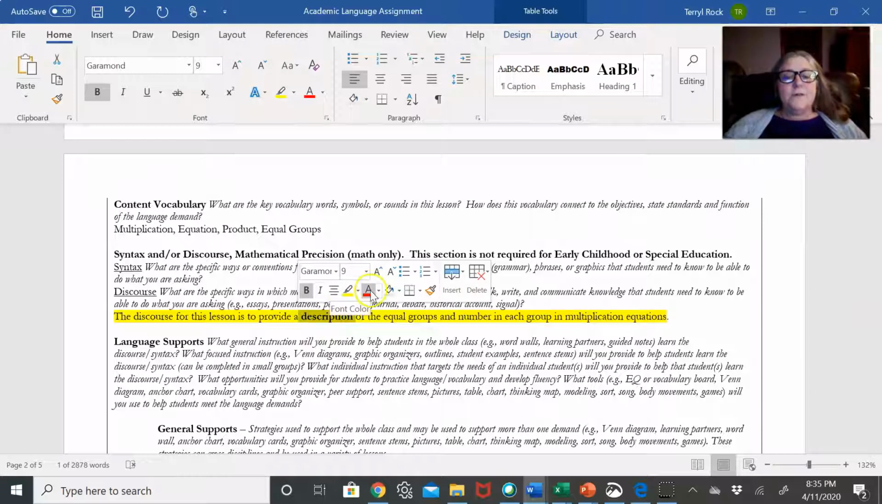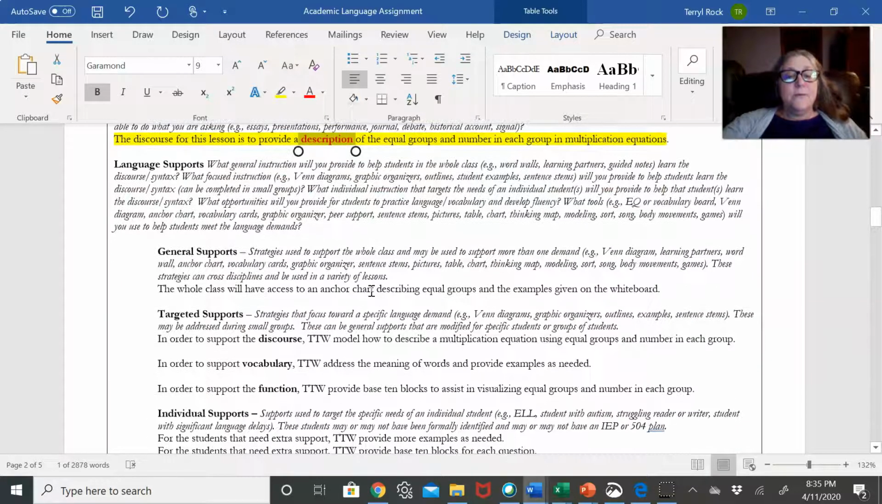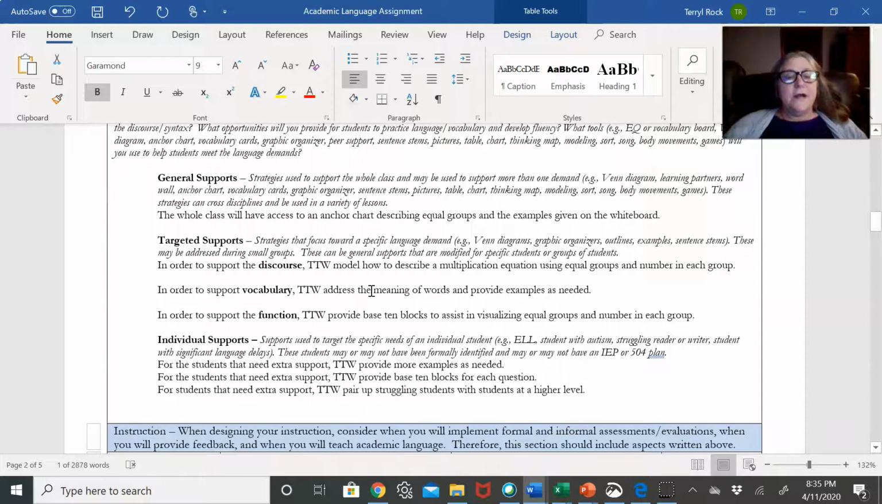Now, not only was this part correct, but also when we got down here to general supports, this was correctly done. The whole definition of a general support is that it's used by a whole class, and it could be used for more than one demand. That's what makes it general. So the whole class is given an anchor chart.